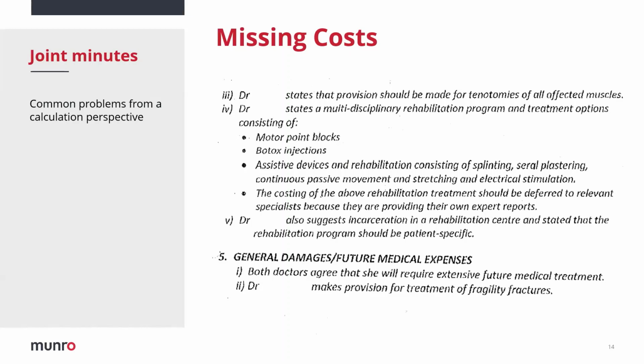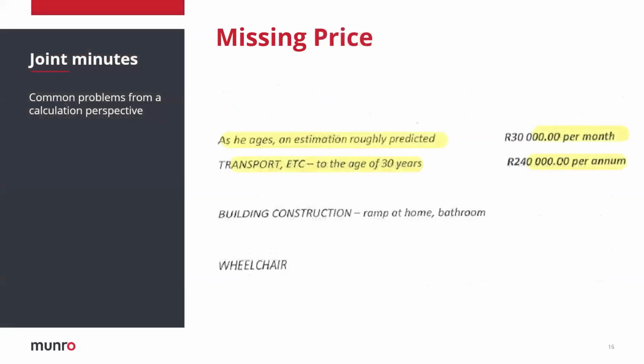And the next example I'm going to talk about is when the price is missing. If you check the first two, I took the liberty of just showing you the first two. The first two is fine because they talk about it's 30,000 per month, and they tell you as he ages, and then they tell you the transport is going to be 240 per annum. But here we see two costs where they actually didn't give us the quantity. No, it's actually the price, excuse me. They didn't give us the price. They said building construction, this person must have a ramp at home and a bathroom, and then they said a wheelchair. But they didn't tell us how much that wheelchair is. They didn't tell us how much the building construction is going to cost. So basically, the prices are missing there.